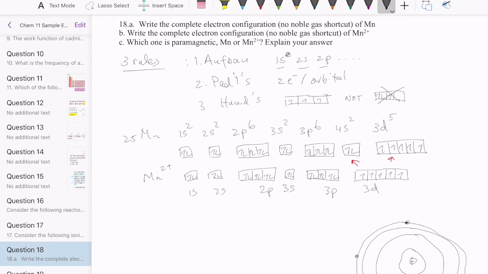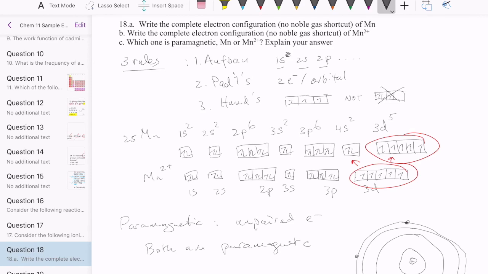The last question asks about paramagnetism, and it says which one is paramagnetic, manganese or manganese 2+? Well, paramagnetism has to do with the ability to form a magnet with an element or an ion, and that's due to the presence of unpaired electrons. So if you have unpaired electrons, you can be made into a magnet. So both of them, if you look at the configuration, have single electrons, so both are paramagnetic. And so that's the answer to all the questions.